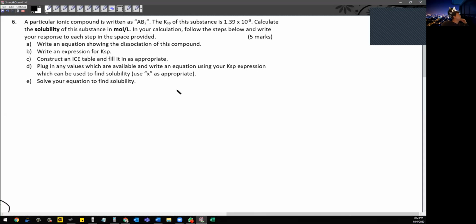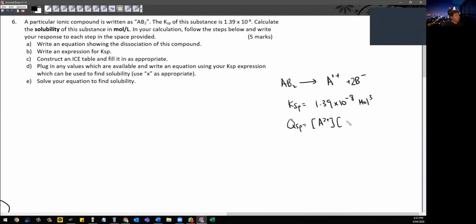So here, a particular ionic compound is written as AB2. If that dissolves, it most likely becomes A2+ and 2B-, right? And the Ksp of the substance is 1.39 times 10 to the power of negative 8, and this would be molarity to the power of 3, true? Because the Ksp is a product of A2+ and B- to the power of 2, so that's molarity squared, so it's molarity cubed.